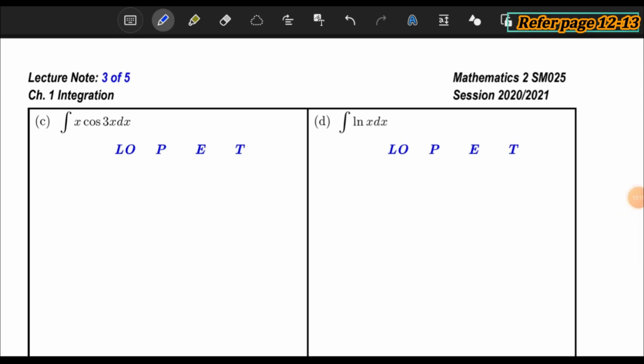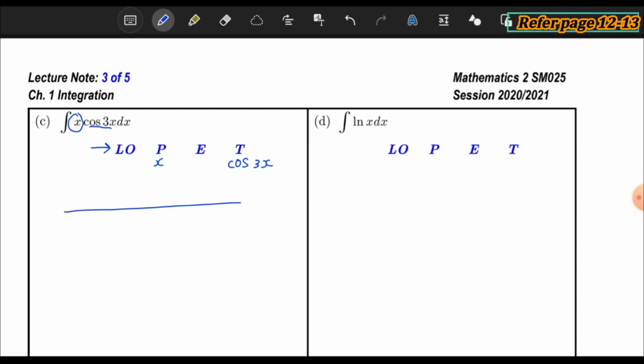Part C, integrate x cos 3x. X is a polynomial. We have x, and cos 3x is the trigo function, and both are from the different family. For different family, usually we will use by parts. And for LIATE here, this is the priority to choose u.